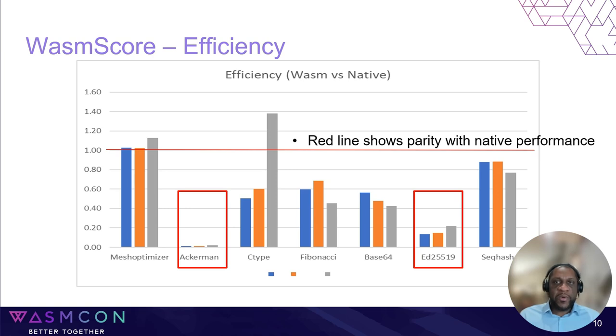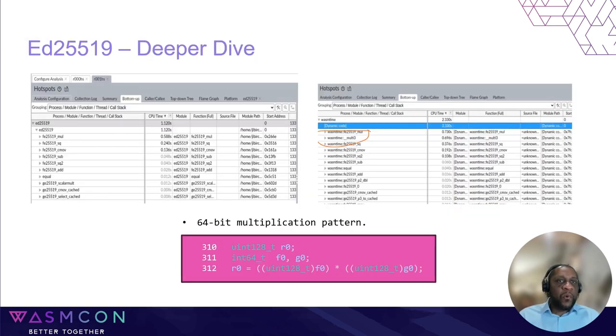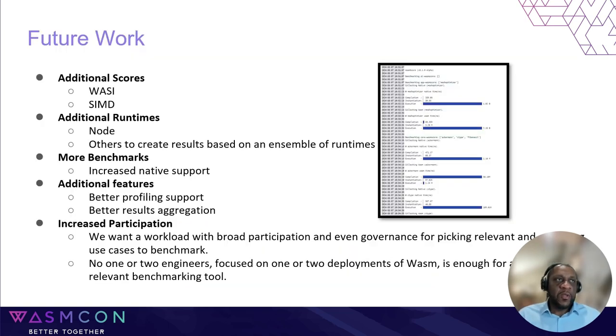For Ackermann, using the perf files that we could generate, we can see that a significant amount of time was spent in looping, while with Ed25519, the gap was due to function calls to support 64-bit multiplication, which currently is not being done natively. So that's it in a nutshell.